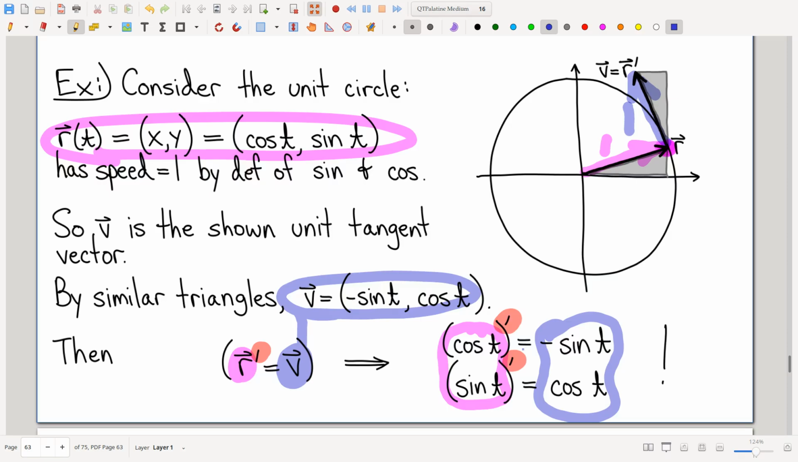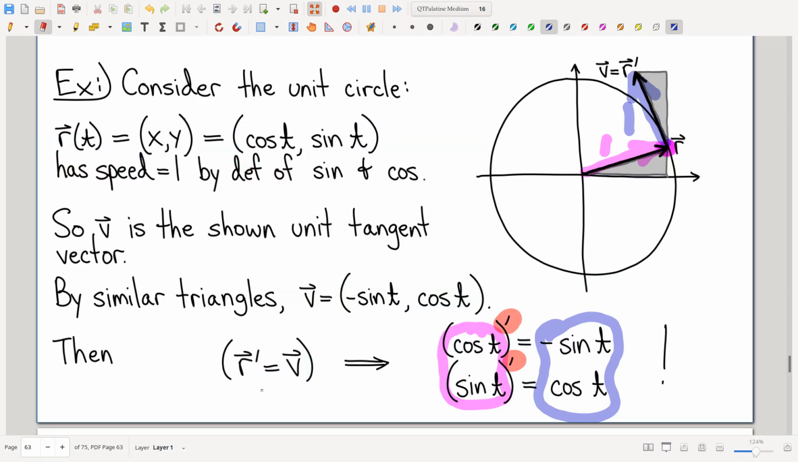Multivariable calculus allows us to make single variable calculus easy sometimes. And this is a great example. Okay. I just think that's cute. All right.